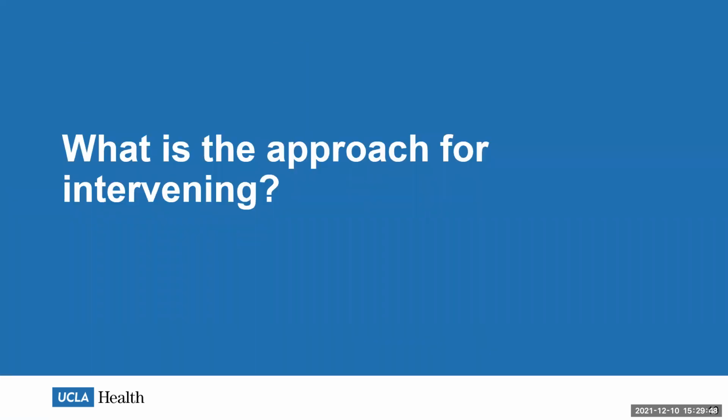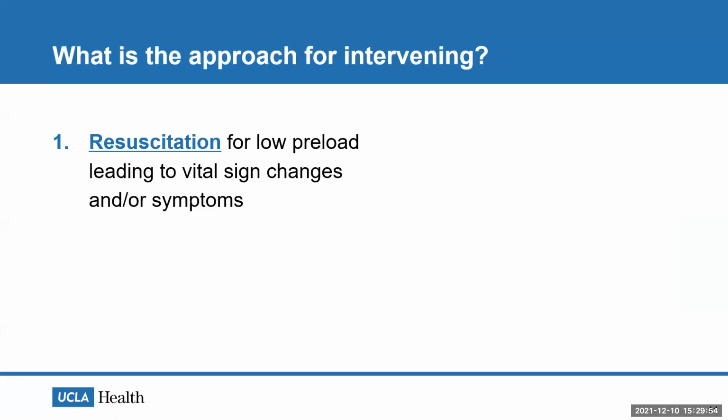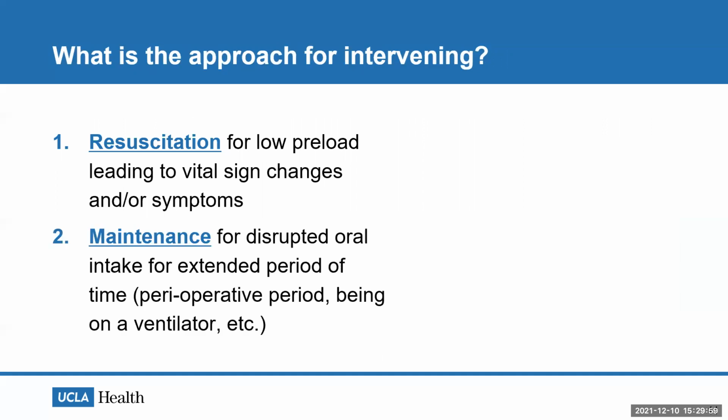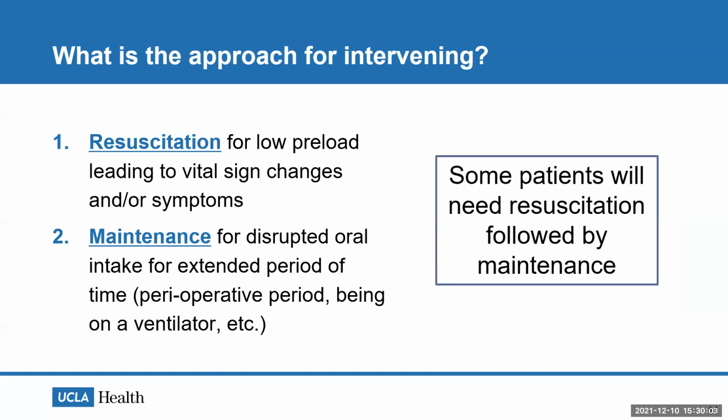Now that we know what the indication is, we can ask ourselves, well, what is the approach for intervening? And there are 2. Resuscitation if you have low preload, and maintenance if you have disrupted oral intake. So they kind of match up nicely to the first question. Please realize some patients will need resuscitation followed by maintenance. Someone comes in for terrible diarrhea and they're hypovolemic, you may give them resuscitation. And after that, maybe they're going to be NPO for a procedure. Maybe you need to give them some maintenance fluid.